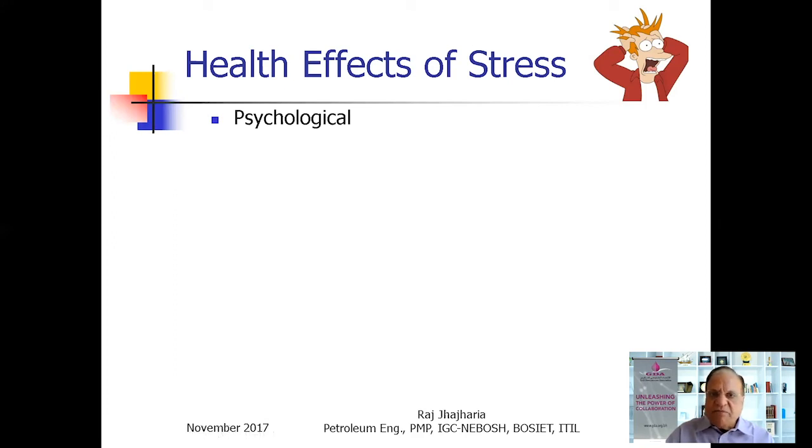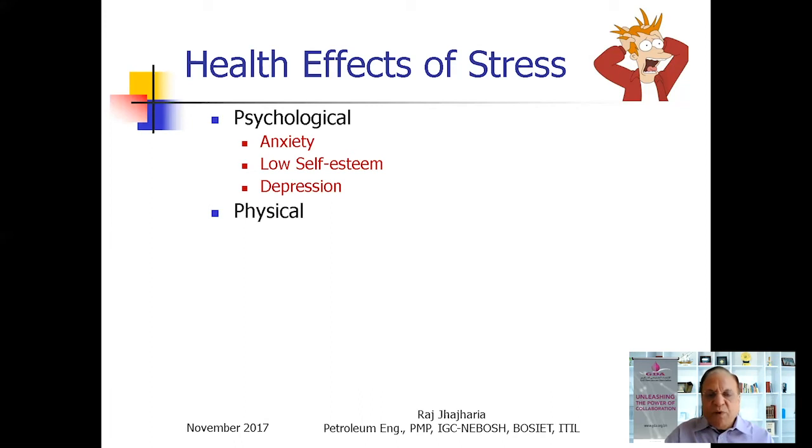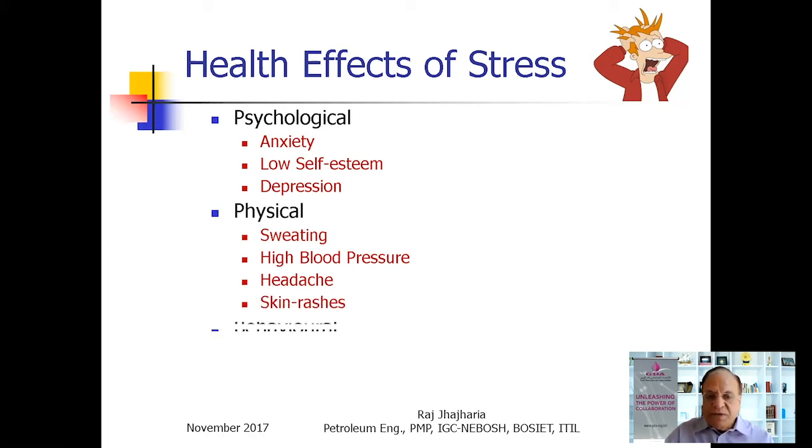So first, the effect of stress is psychological. And what are they? Anxiety, low self-esteem, depression. So whenever you have anxiety, low self-esteem, and depression, be sure you are subjected to stress. Now, physical symptoms: you are sweating, you have high blood pressure, or you get a headache, or you get skin rashes. Those are the signs of stress in your physical body. So when you see any of these, either on the body or in your mental state, you have stress.